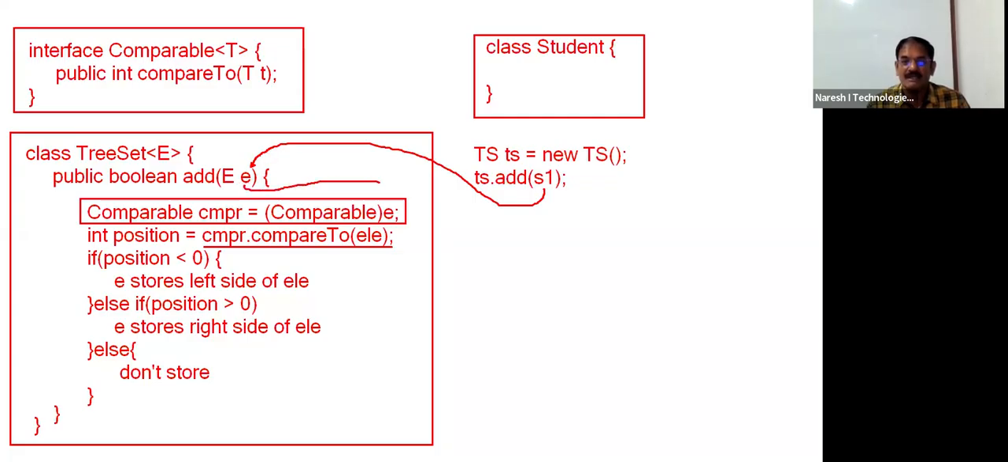Then which object is available in E? S1. Then S1 is typecast to what? Comparable. Now tell me, is it possible or not? If you want to typecast an object to Comparable, it must implement the Comparable interface. So what is the rule for storing an object inside a TreeSet? It must implement the Comparable interface.